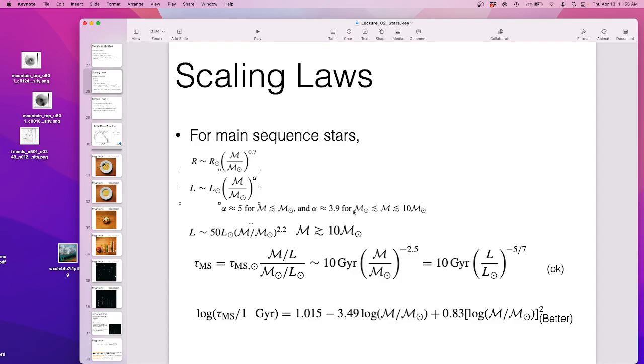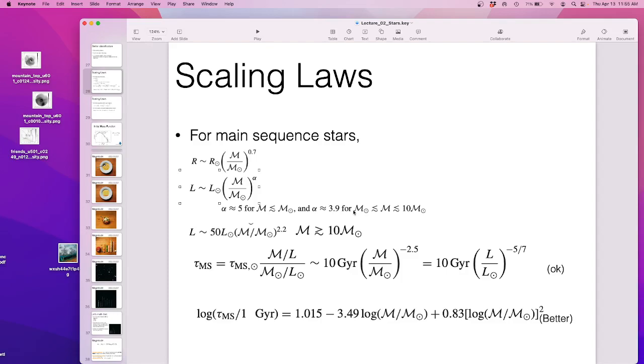So what's the mass to light ratio? Luminosity goes like solar luminosity, M over M sun to the alpha. So what's the mass to light ratio? Mass to light is going to be mass over this nonsense, M to the alpha. So this is just going to be M to the 1 minus alpha, right? So when the mass is less than 1, let's say the mass is a half, then alpha equals 5 for the mass less than the solar mass, and 4 for mass greater than the solar mass. The number doesn't really matter too much.